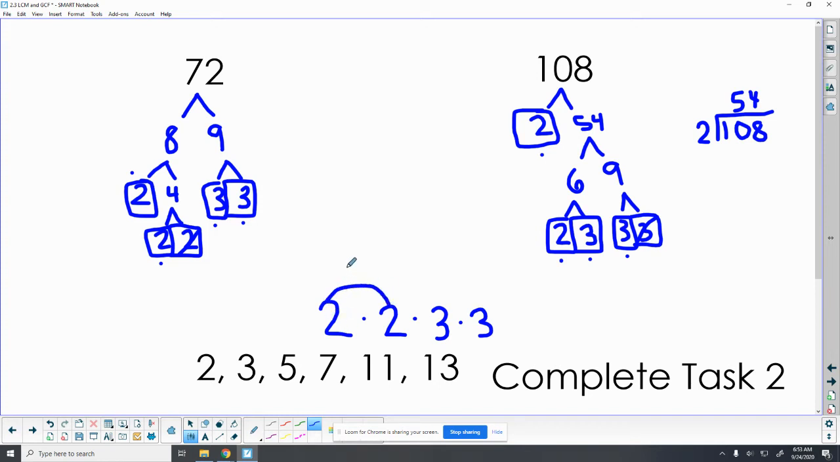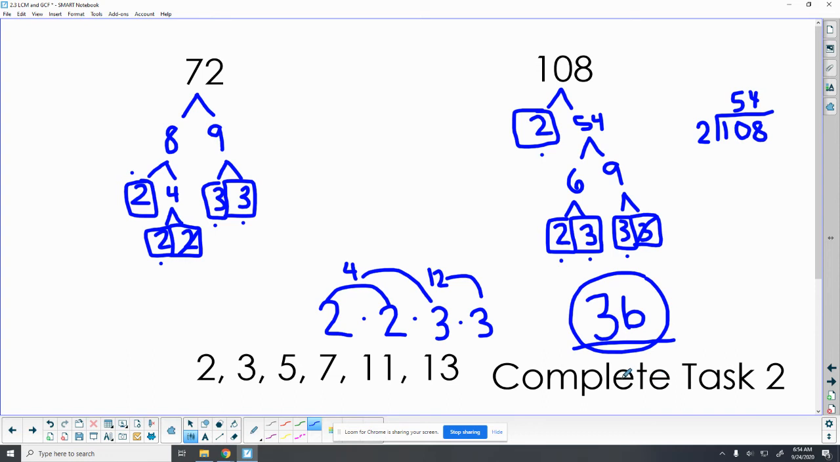So 2 times 2 is 4. 4 times 3 is 12. 12 times 3 is 36. So the number 36 goes into 108, is what that means. And it also goes into 72. So the biggest factor that goes into 72 and 108 is 36.